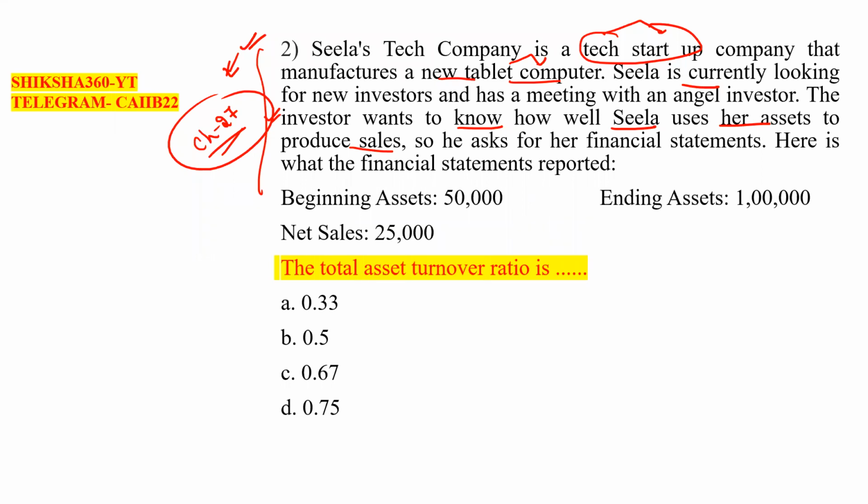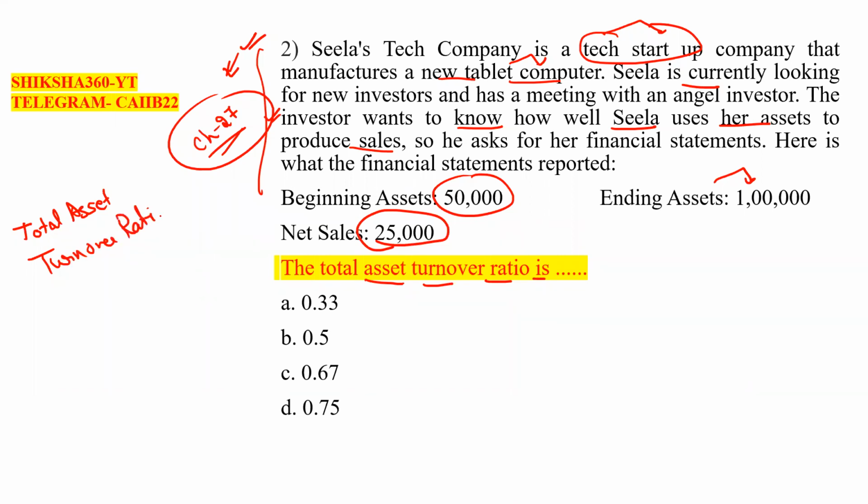So here is what the financial statements reported. The beginning assets are 50,000, ending assets are 1 lakh, and net sales are 25,000. What they will ask is, what is the total asset turnover ratio. For these types of questions you just have to remember the formula of the total asset turnover ratio.